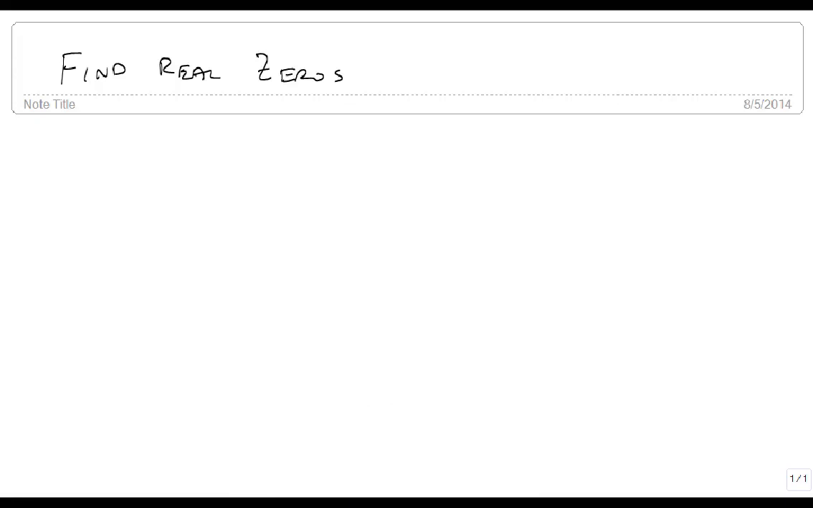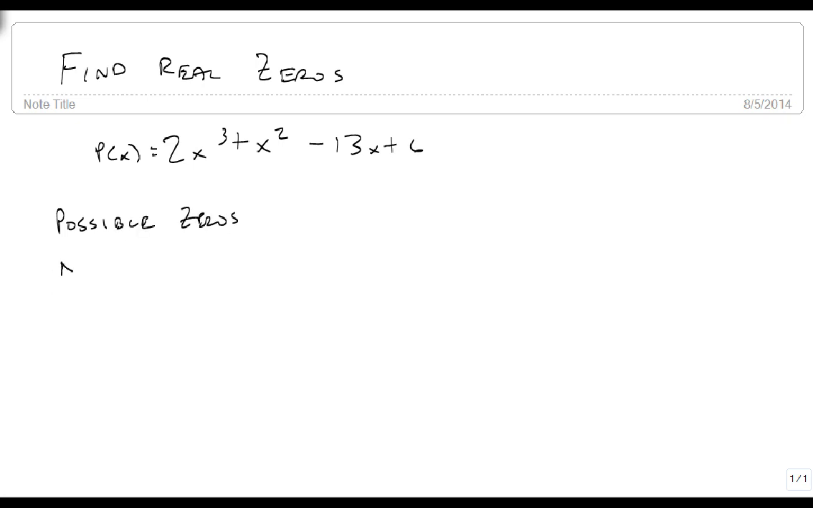We're now going to talk about how we can find real zeros. So we're going to use everything that we just learned to find the real zeros of 2x cubed plus x squared minus 13x plus 6. This is our polynomial function. And when I do this, the first thing I want to know is my possible zeros and my number of positive and negative zeros.